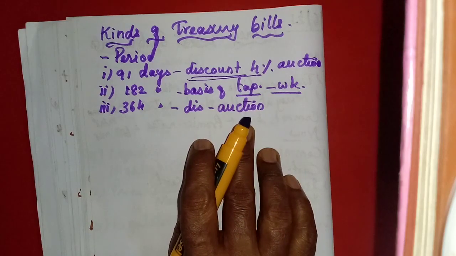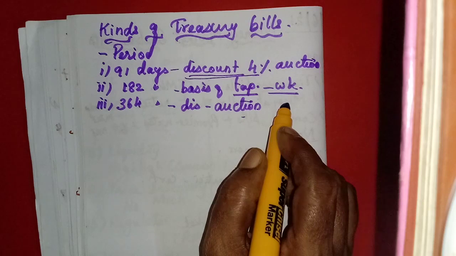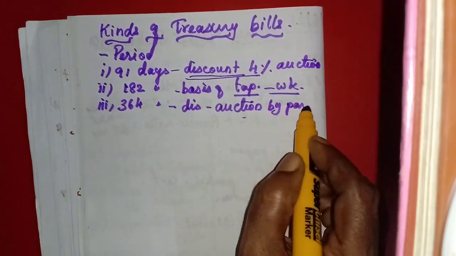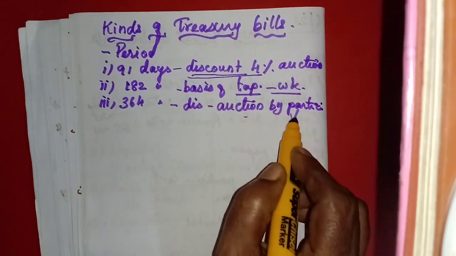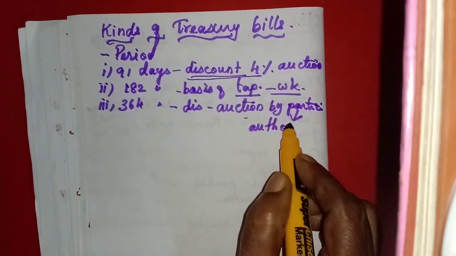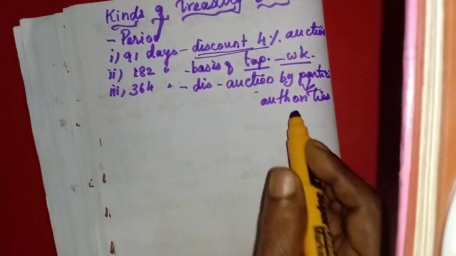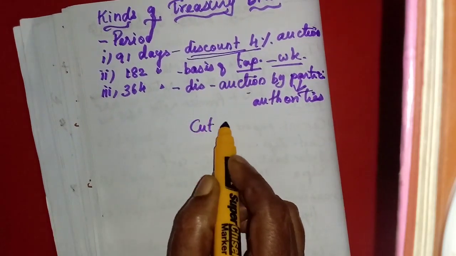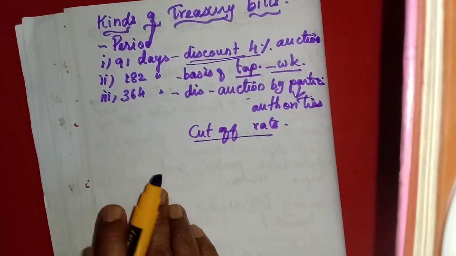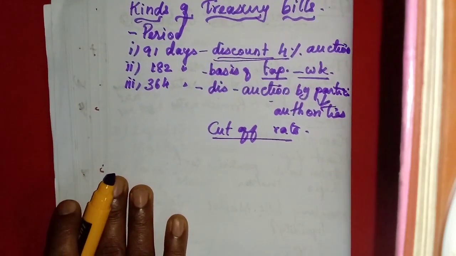The same thing. So the discount rate will be quoted only at the time of auction by the participants, those who participate in the auction. And this will be accepted by the authorities. This rate is called the cut-off rate, cut-off rate of discount. Now you have understood the treasury bills.